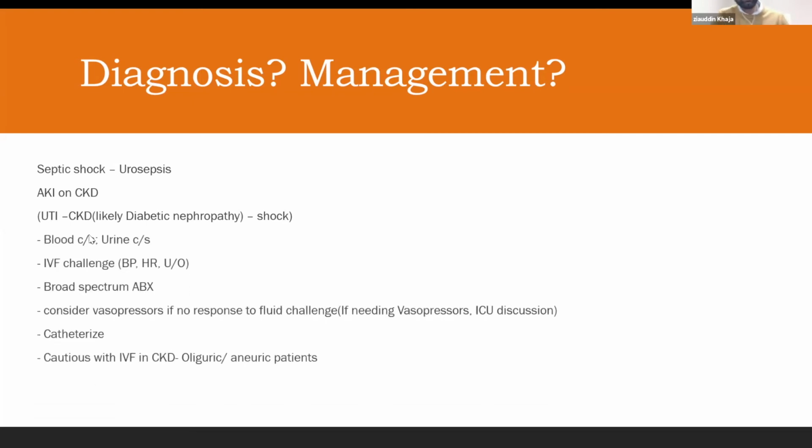Right. And then thinking about management, again, you're thinking about blood cultures, urine cultures, so that we can give organism-specific antibiotics, of course on a later date, as soon as you have the cultures. And then IV fluids, and monitoring the blood pressure, heart rate, and urine output, and broad spectrum antibiotics. And if there is no response to fluid challenge, then you're thinking about vasopressors here.